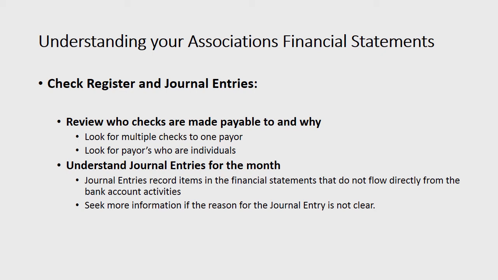Likewise, journal entries made for the month should be reviewed to make sure they are understandable and correctly reflect what is going on in the association. Additional details should be sought from the person keeping the accounts if the reason for the journal entry is not clear. As you review who has been paid, it is a good opportunity to confirm that all services above a minimal amount are subject to competitive bidding. And if they have not been rebid in the recent past, thought should be given to doing so.